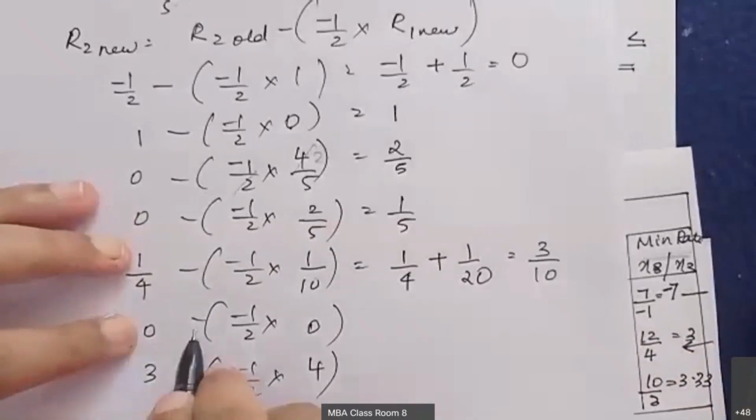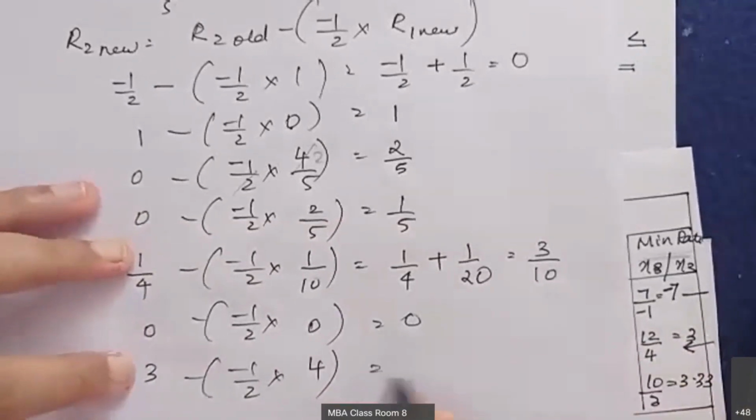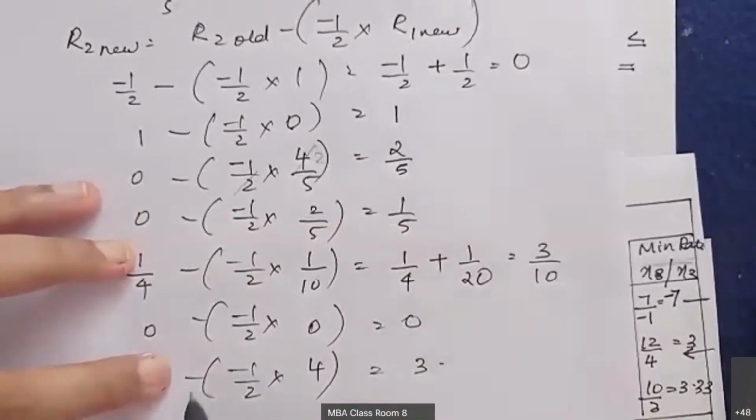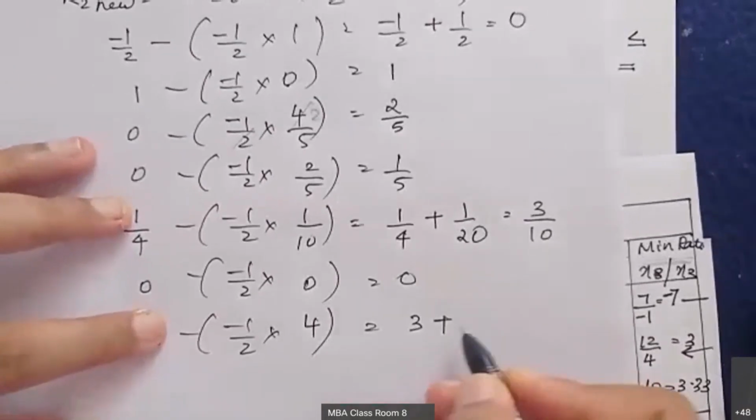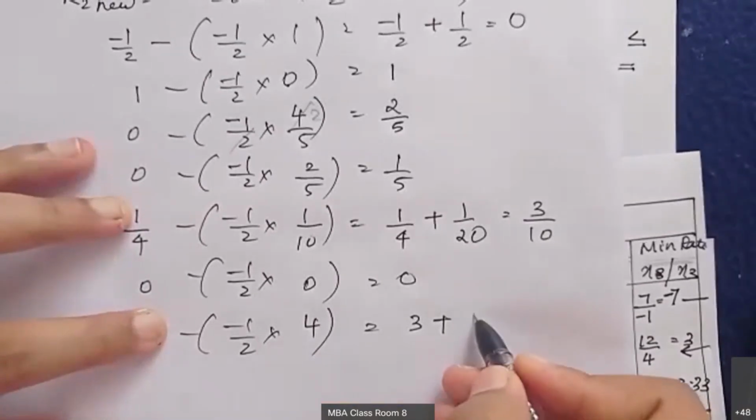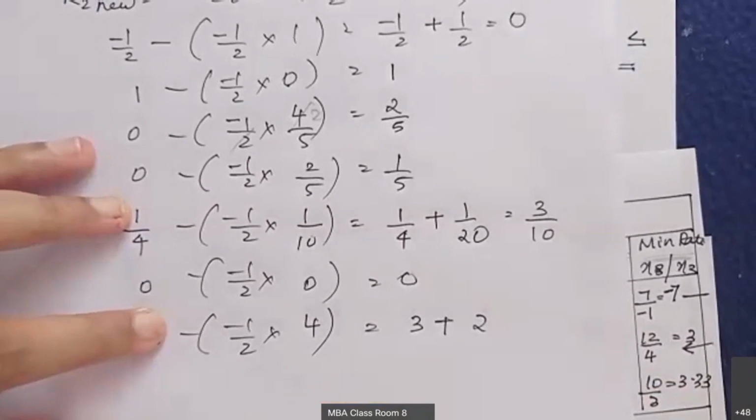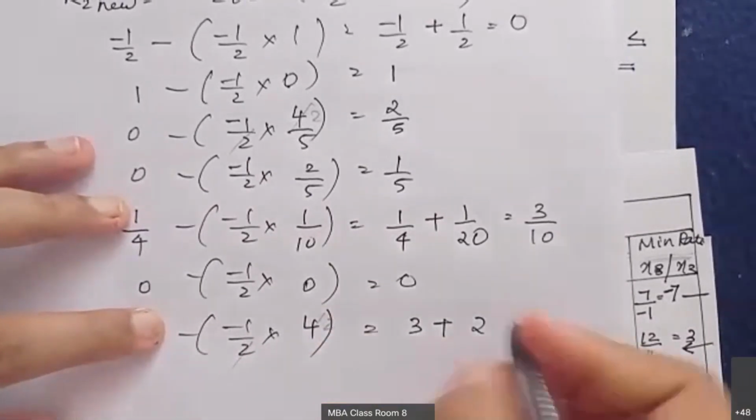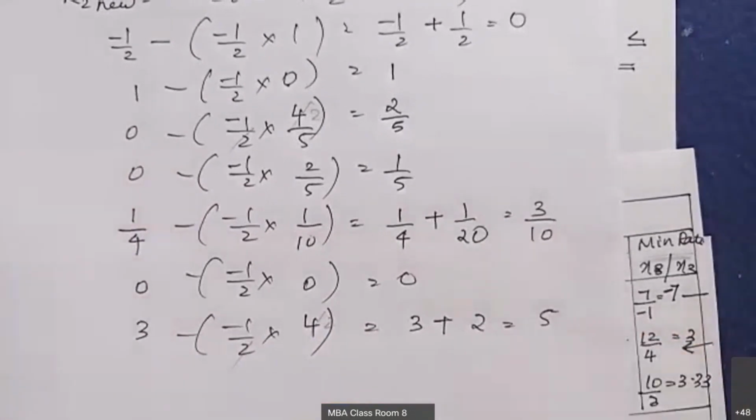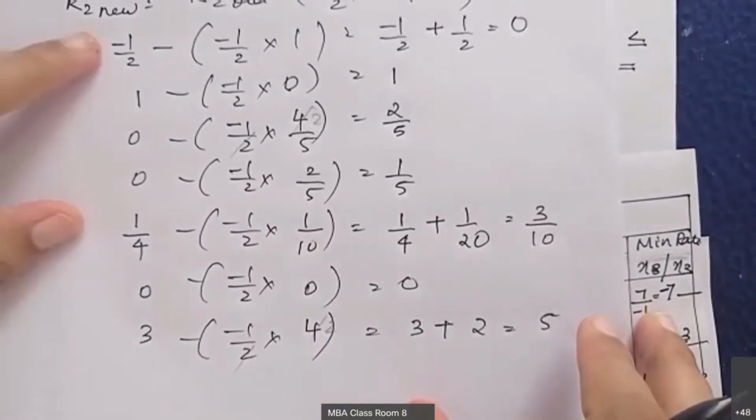Here 0 minus 0, which is 0. Here 3 minus and minus, I have plus. Here I have 2. Okay, see, here I have 2. Is equal to 5. Next we need to find the values of R2.